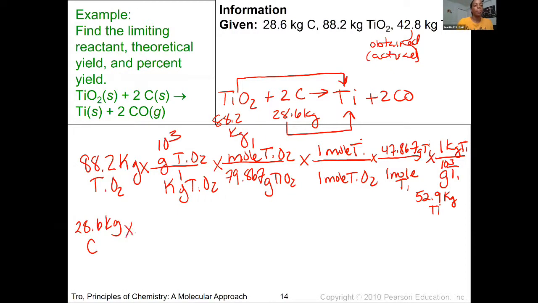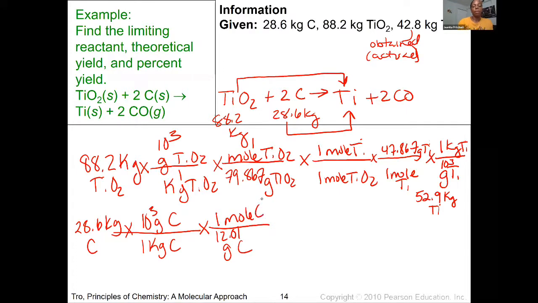So our first step is to go from kilograms to grams, so 1 kilogram of carbon is to 10 to the third grams of carbon. And then we go from grams of carbon, with its molar mass, to 1 mole of carbon. We then want to cross the bridge, so mole to mole ratio. So moles of carbon, which are 2 for every 1 mole of titanium.